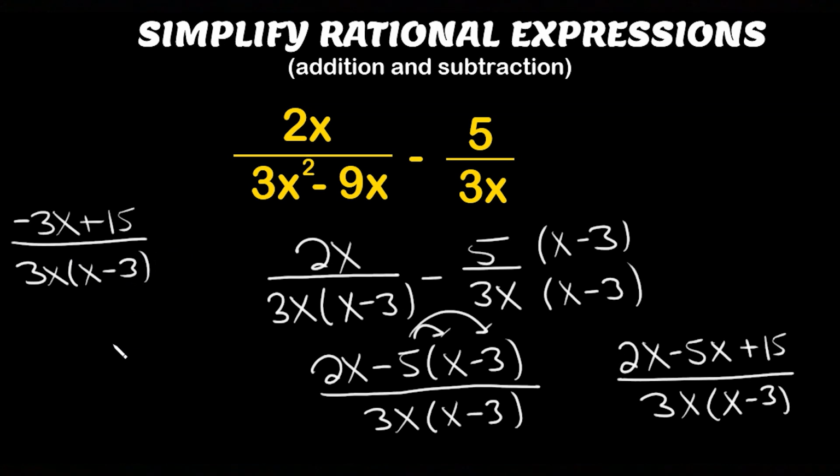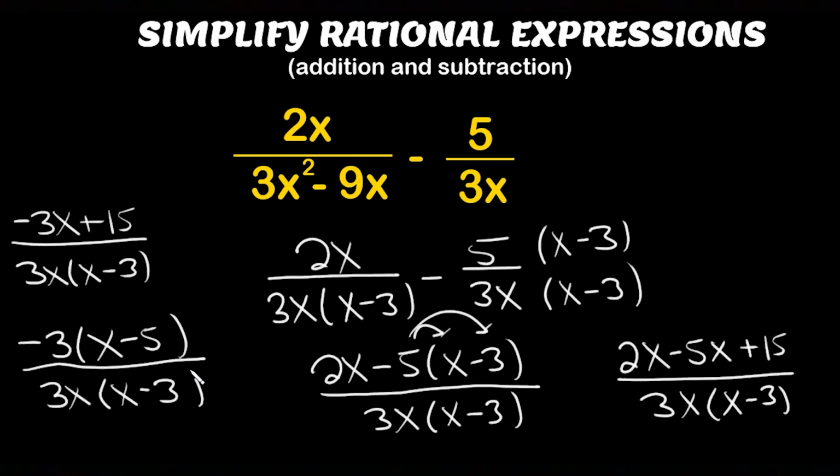Is there anything else I can do here? Well, if I look at my numerator, I can factor that. I can pull out a negative 3. If I pull out a negative 3, what happens? I get a negative 3, and then in parentheses, I'll have x, and then minus 5. Okay? So that's factored. And then on my denominator, I have 3x, and then x minus 3. So now we have that 1-to-1 ratio where I have 1 term on the top and 1 term on the bottom. Can I possibly cancel anything out? Do I have anything in common?